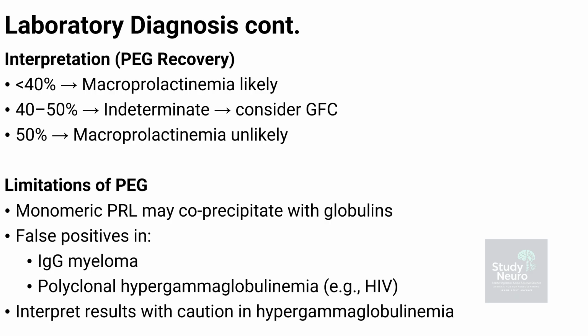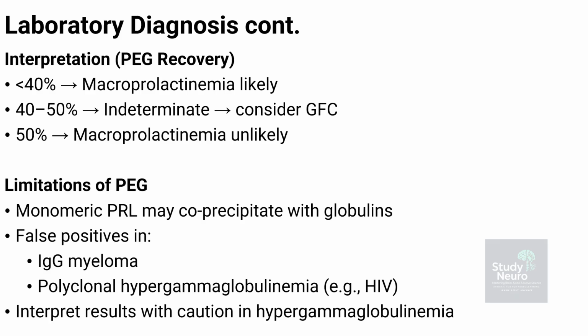Values between 40 and 50% are indeterminate and should prompt confirmation testing when available, while values above 50% make macroprolactinemia unlikely. However, PEG precipitation has important limitations. Monomeric prolactin can co-precipitate with serum globulins, which may falsely lower the measured recovery. This can produce false positive results in patients with elevated globulin levels, such as those with IgG myeloma or polyclonal hypergammaglobulinemia, seen in conditions like HIV infection.